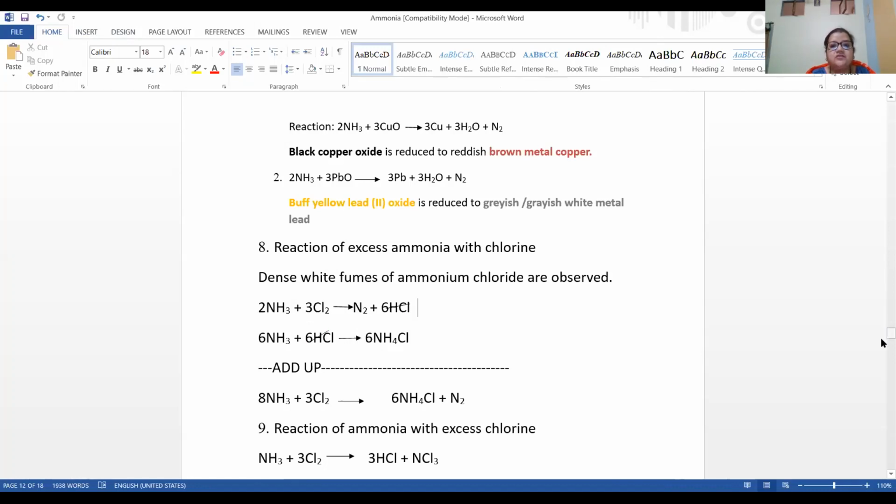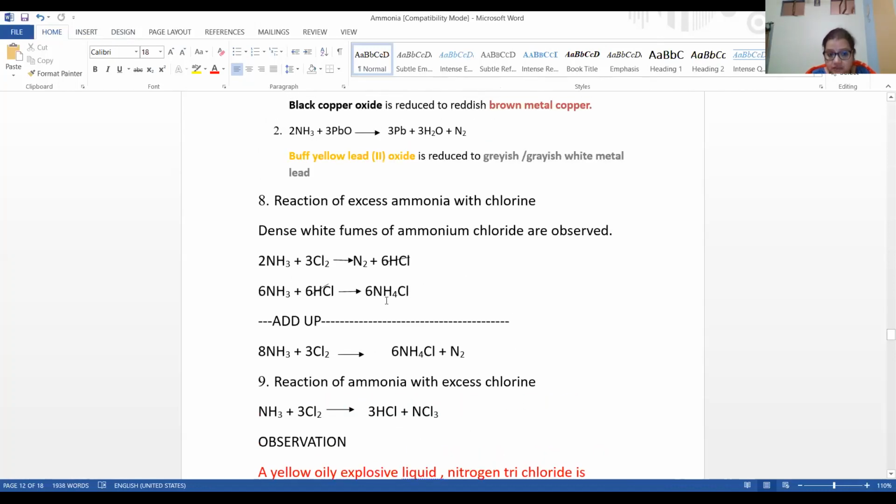So what is the observation you are going to write down? This is a two-step reaction. Understood? The first step is nitrogen gas and HCl. There is no observation for this. Second reaction, ammonium chloride. And when you add up, you get the total reaction. Therefore, you can say the observation is dense white fumes of ammonium chloride are observed.